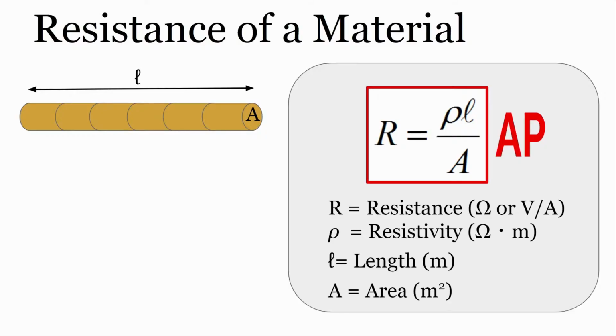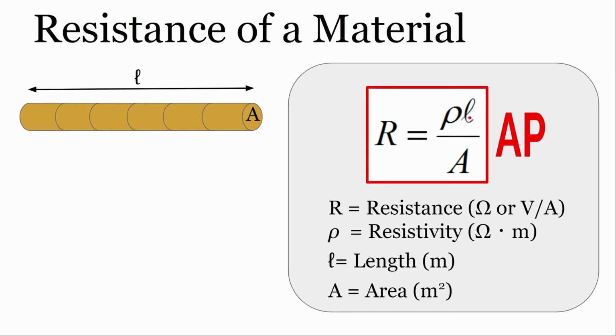So it turns out that the resistance of any material is based on its length and its cross-sectional area, and it also depends on the type of material. If you think about it, if you take a length in meters divided by an area in square meters, that's not going to give you a value of resistance. There has to be a proportionality constant.